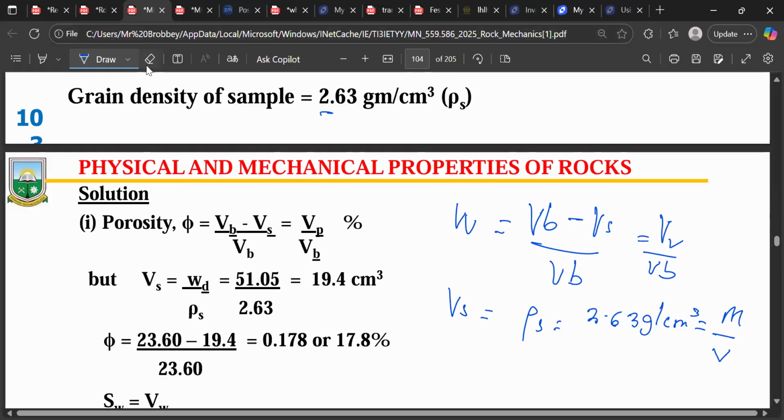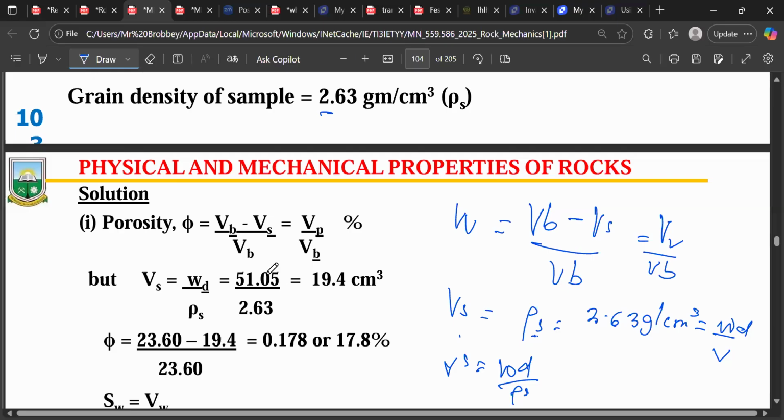So let me just go with that so that we don't confuse ourselves. So W dry. Now, it is dry because it is just the solids. Okay. So if I want to have VS, then VS will be a manipulation of this formula to get VS equal to W dry over rho S right here.